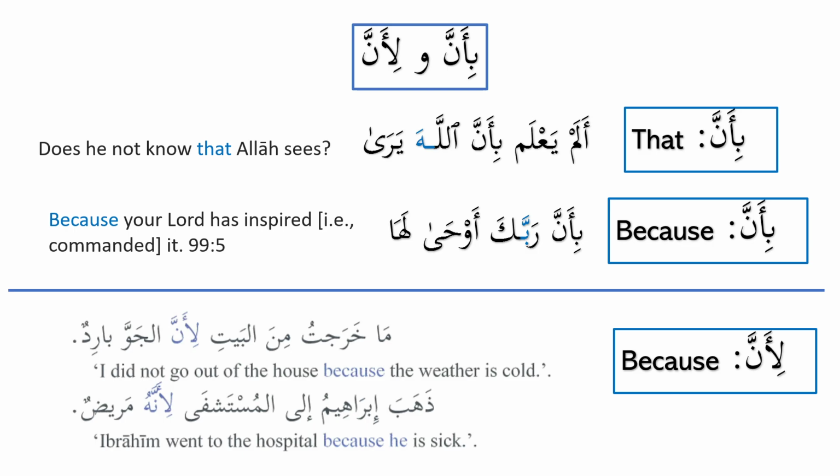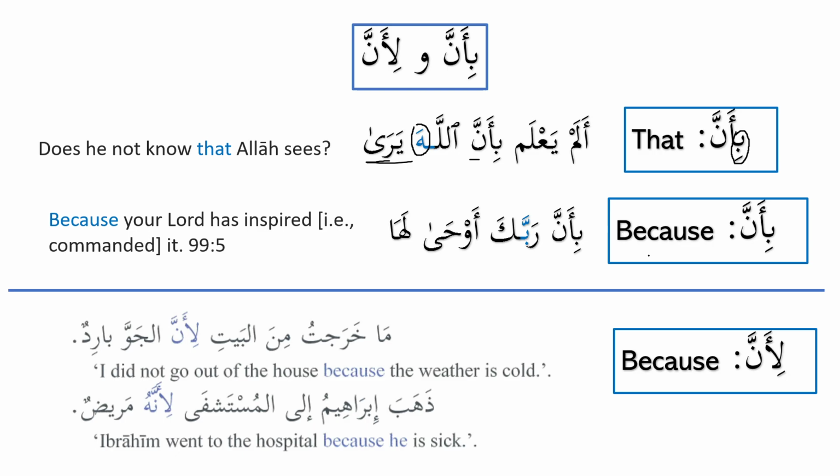As we can see over here, this one, bi-anna, is closer to ka-anna, closer to, not in the meaning. And we have the example from the Quran: Alam ya'lam bi-anna Allah yara. So we can see over here that whenever we have inna or anna, the noun after that is mansub. So we will say ismu bi-anna, and yara is khabaru bi-anna. So it functions similar to that.